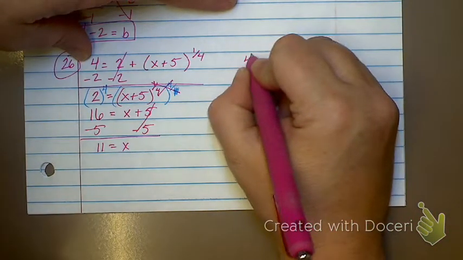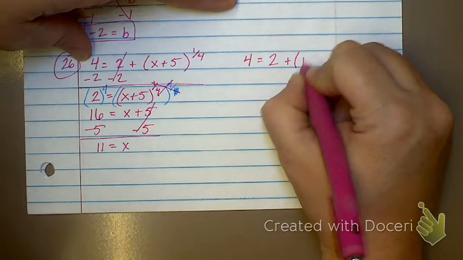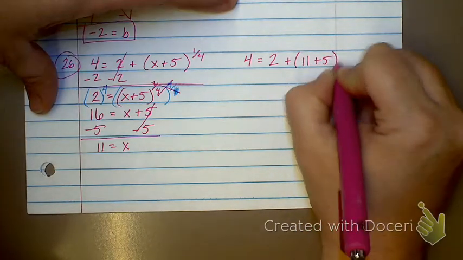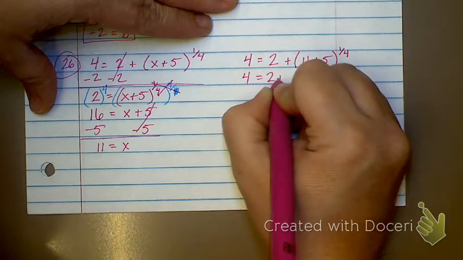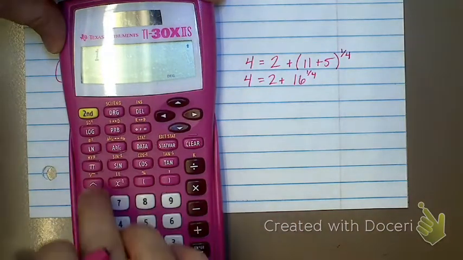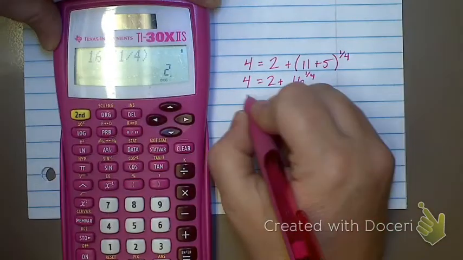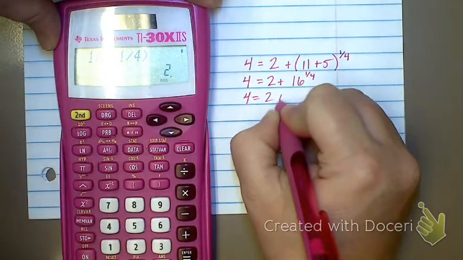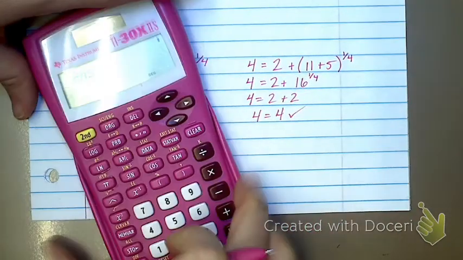So going back to the beginning, does 4 equal 2 plus 11 plus 5 to the 1/4 power? Let's see, does 4 equal 2 plus 16 to the 1/4? Let's go to my calculator. What is 16 to the parentheses 1/4? It's 2. So does 4 equal 2 plus 2? Sure does. My answer is good.